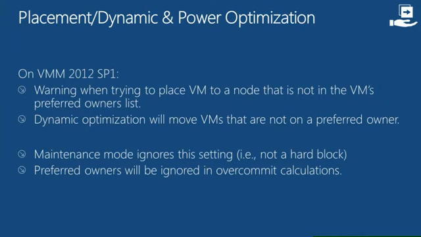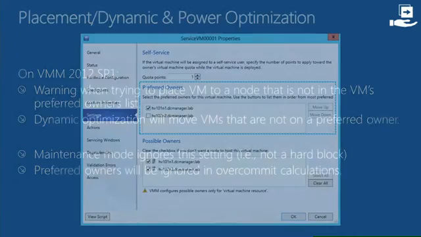Preferred owners is also ignored in overcommit calculations. VMM has this notion of overcommit calculation where it can tell you how overcommitted your cluster is currently set up to be. But with preferred owners, it gets a lot more complicated to calculate that. So you will get a warning there saying that it's not able to compute it correctly.